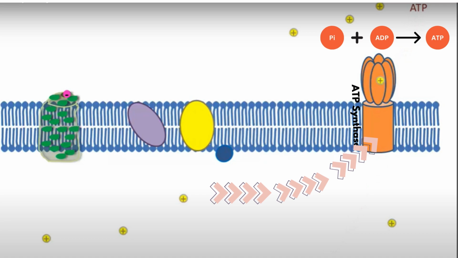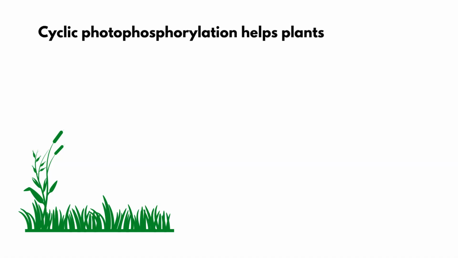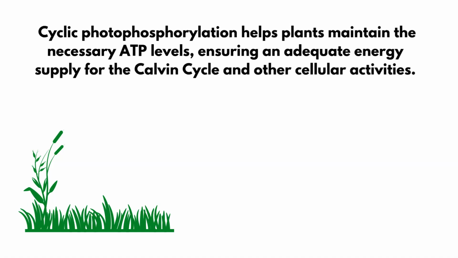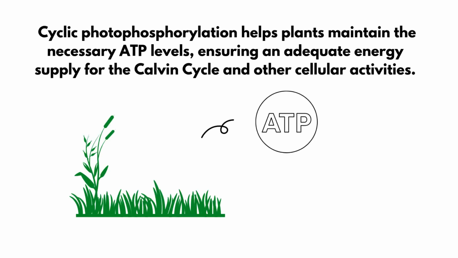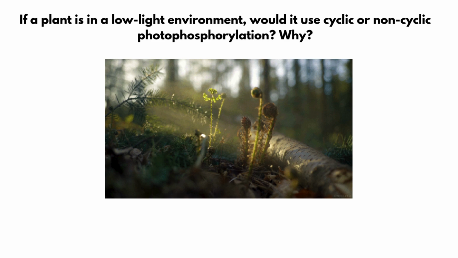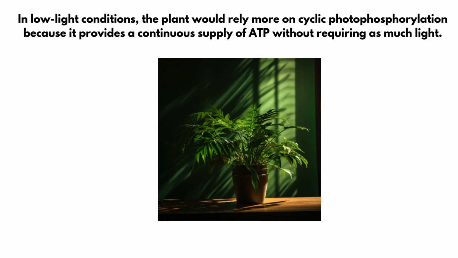The cyclic photophosphorylation helps plants maintain the necessary ATP levels, ensuring an adequate energy supply for the Calvin cycle and other cellular activities. If a plant is in a low light environment, would it use cyclic or non-cyclic photophosphorylation? Why? In low light conditions, the plant would rely more on cyclic photophosphorylation because it provides a continuous supply of ATP without requiring as much light.